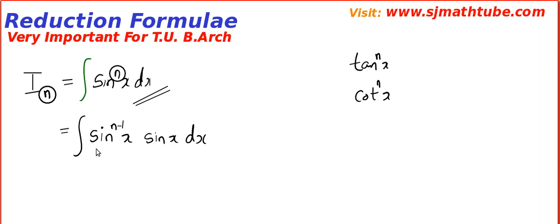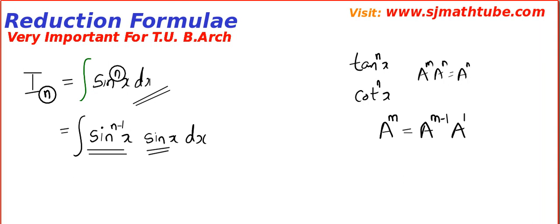Okay, so the method here is very simple. What we do is we write a to the power m as a to the power m minus 1 into a. Isn't it true? Because a to the power m into a to the power n is a to the power m plus n. So what I did is I am splitting this power into n minus 1 and 1. Now we will apply integration by parts. I hope you still remember integration by parts.